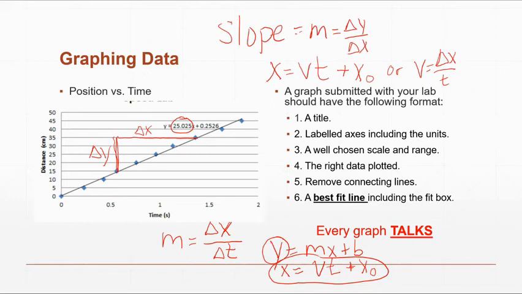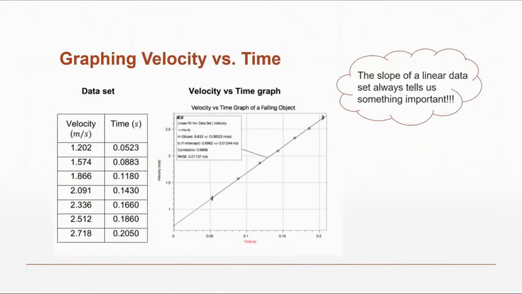But that's how we use the information in a graph. Now, what if I have a velocity versus time graph? Okay, again, the slope of a linear data set always is going to tell us something important. We see a consistent slope here.